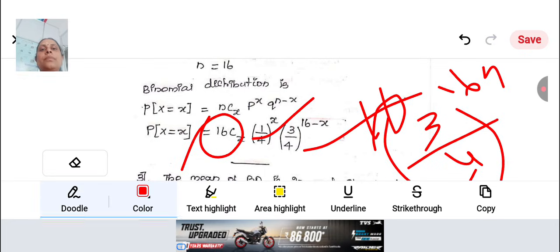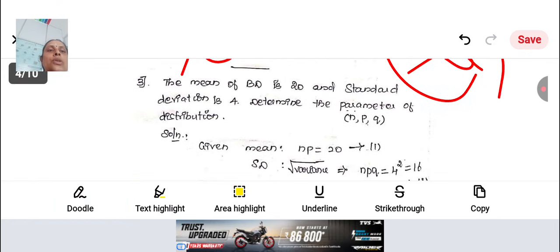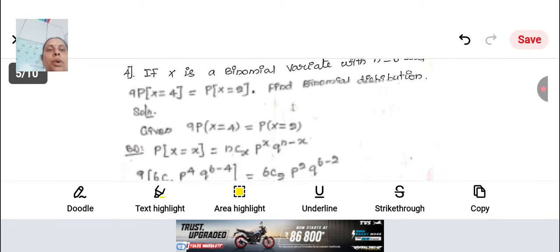Similarly, there is another problem: the mean of a binomial distribution is given and the standard deviation is 4. Estimate the parameters n, p, q. Take this down as a homework problem. Then we are going to move on to the next problem.